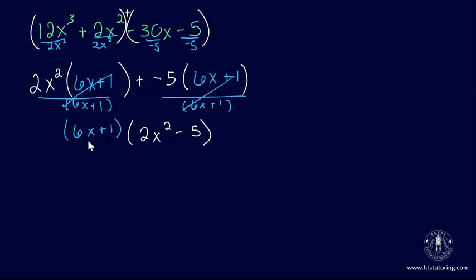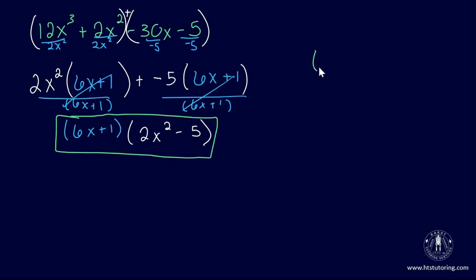And I can't go any further on 6x plus 1. 6 and 1 don't have a greatest common factor. And 2 and 5 don't have a greatest common factor. So I'm going to call this good. 6x plus 1 times 2x squared minus 5.